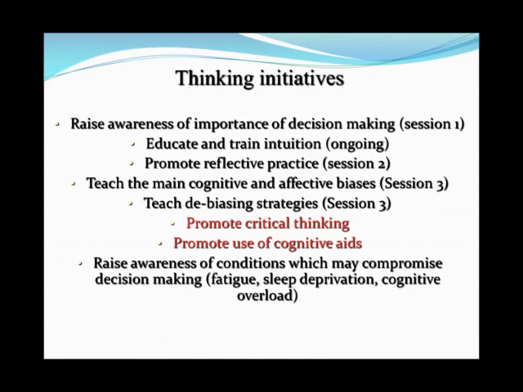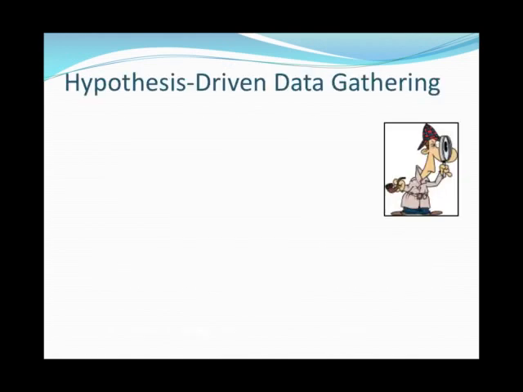And then we're not going to talk about this as much, but it is an important topic: we need to know which conditions may compromise our decision making or make it worse. Things like fatigue, being deprived of sleep, having too much information, or being overwhelmed with information from too many sides are going to make it harder for us to make decisions. And so let's talk some more about critical thinking and cognitive aids.